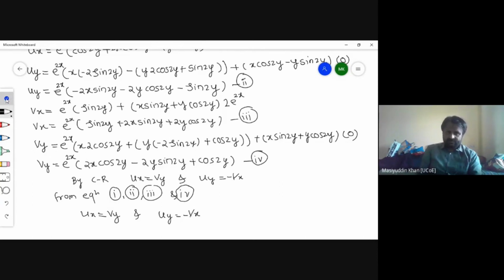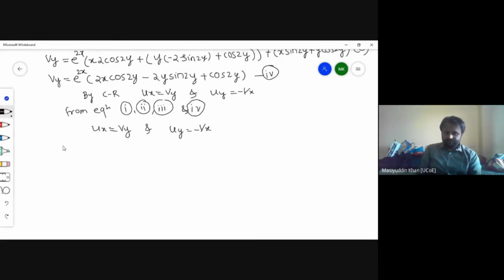Therefore, the given function f of z is analytic.